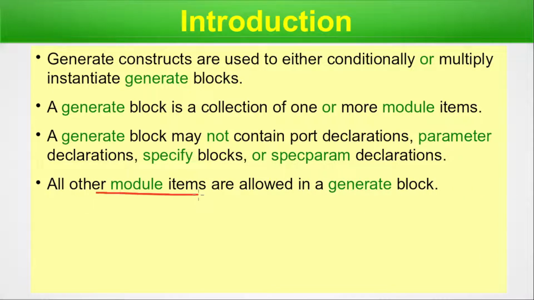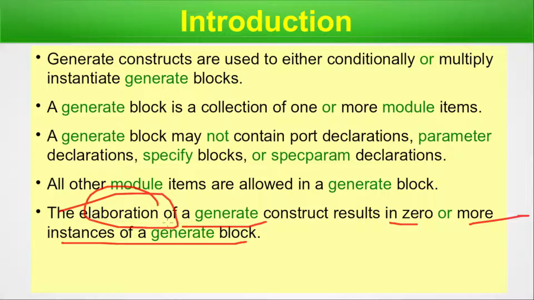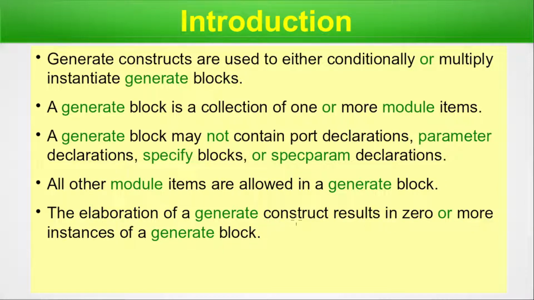Next, all other module items are allowed in a generate block. So apart from these items, we can use any other module-related constructs that we have come across so far. Next, the elaboration of a generate construct results in zero or more instances in a generate block. The elaboration step happens when the simulation tool is run. So it is one of the sub-steps. During that particular sub-step, a generate construct results in the expansion into either zero or more instances in the generate block. So this is somewhat similar to the concept of flattening.